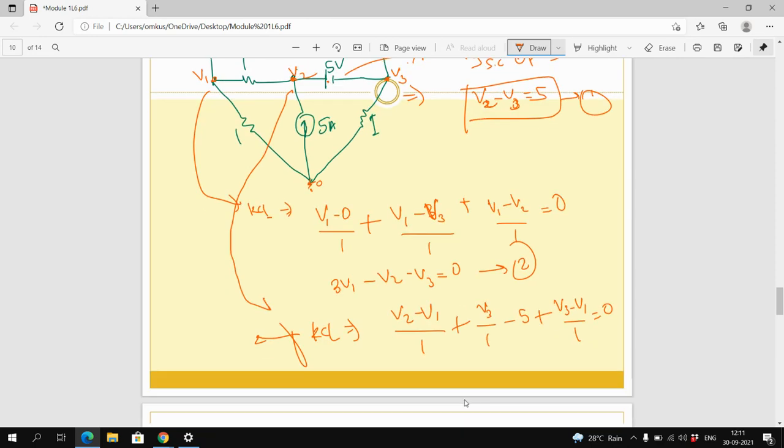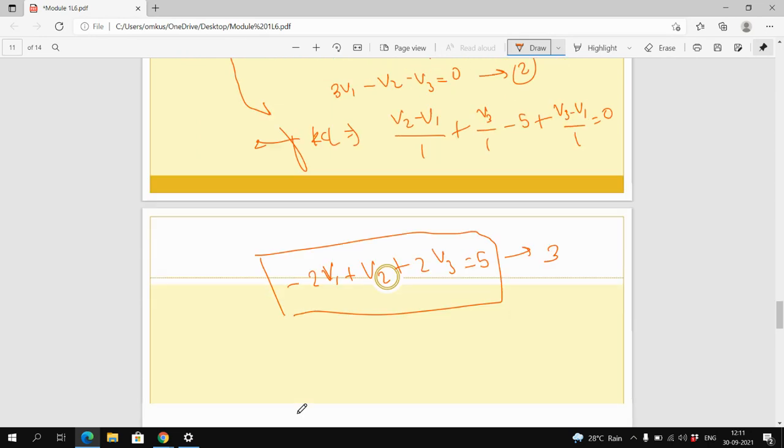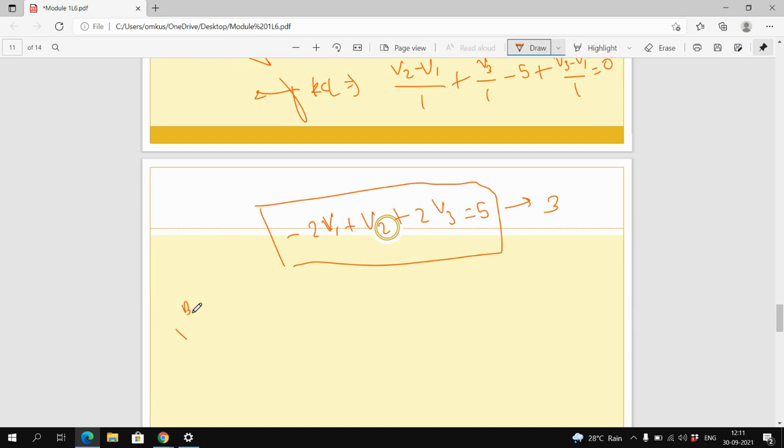Now see, when you solve this equation you will get 2v1 plus v2 plus 2v3 equal to 5. Okay, so this is your equation number 3. Now solve this by solving equations 1, 2 and 3.